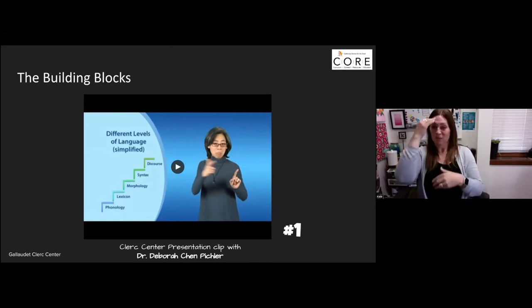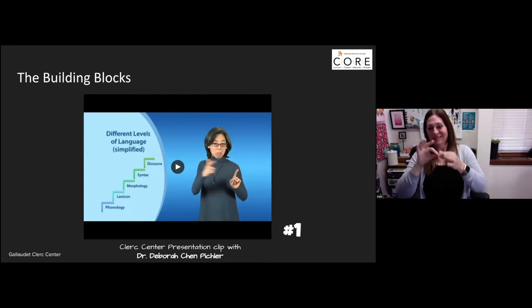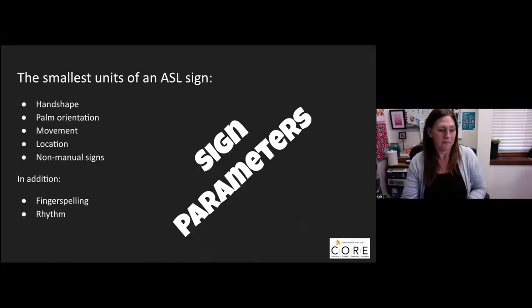So just a quick recap. Basically, we know the foundations of what phonology is, we start from the basics and then we build up from there to create an entire language.